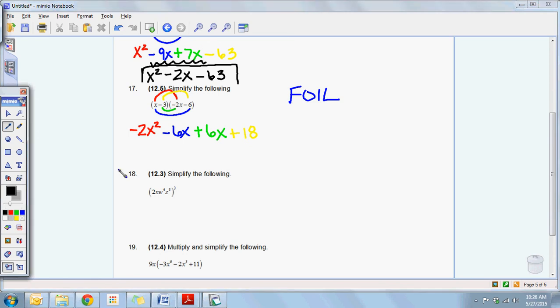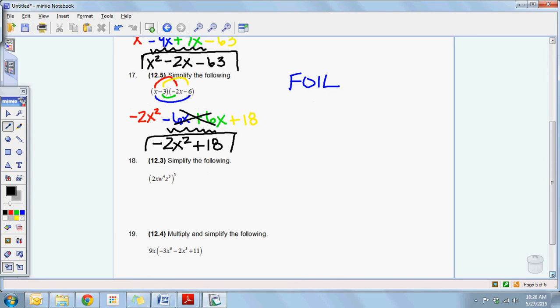So always look for those like terms at the end. So I have negative 6x plus 6x. Now that's going to give me 0. So I do not need to write 0. I'm not going to write anything because these two things cancel each other out. So we're just going to bring down what's left. So I have negative 2x squared plus 18. And that's your final answer.